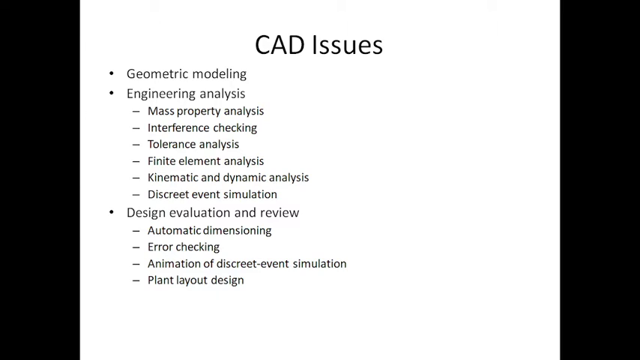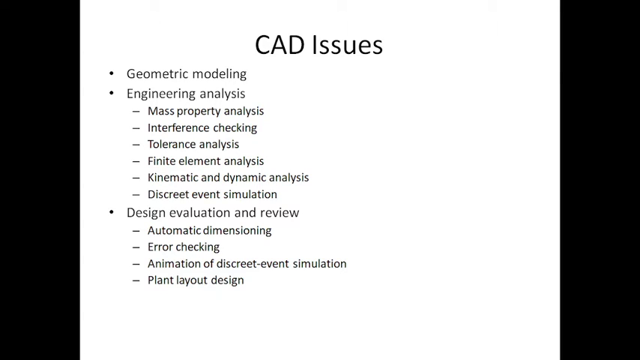If we want to understand the different CAD issues in detail, the basic issues that are addressed in CAD tools and software, geometric modeling is the basic one, as we have seen. Engineering analysis, whether it is mass property analysis or interference checking. Suppose in case of assembly, you want to check the interference of the parts. Tolerance analysis, again very useful for assembly. Finite element analysis, whether it is for structural analysis or thermal analysis. Kinematics and dynamic analysis, we have seen the mechanism analysis and all that.